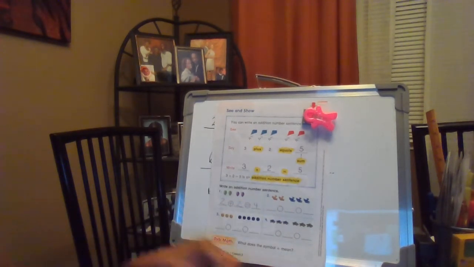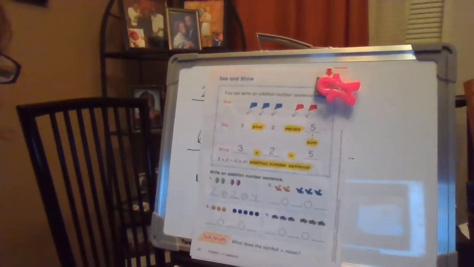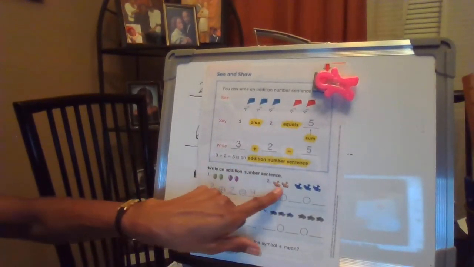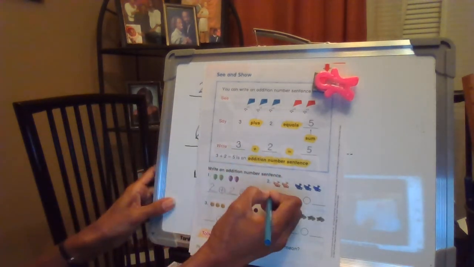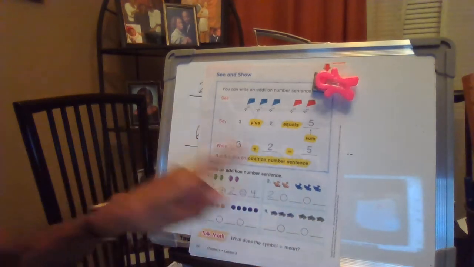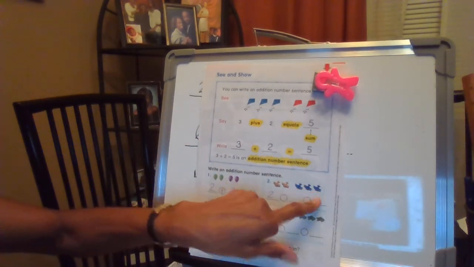Now I'm going to do number 2. I hope you can see this okay. Try to bring it up a little closer. Okay. Now these are airplanes. How many gold airplanes? We have 2. How many blue airplanes? We have 1, 2, 3.